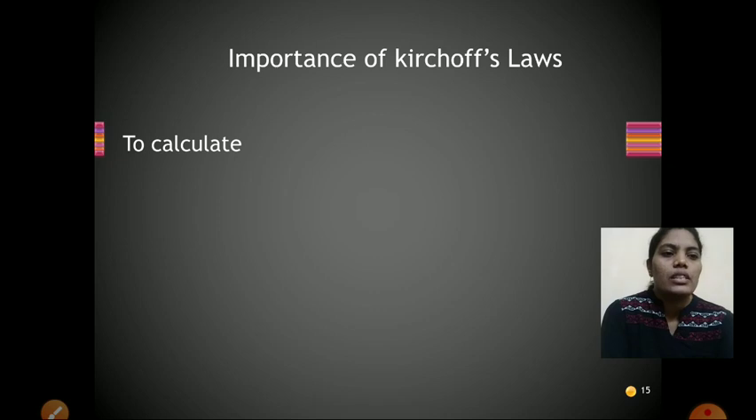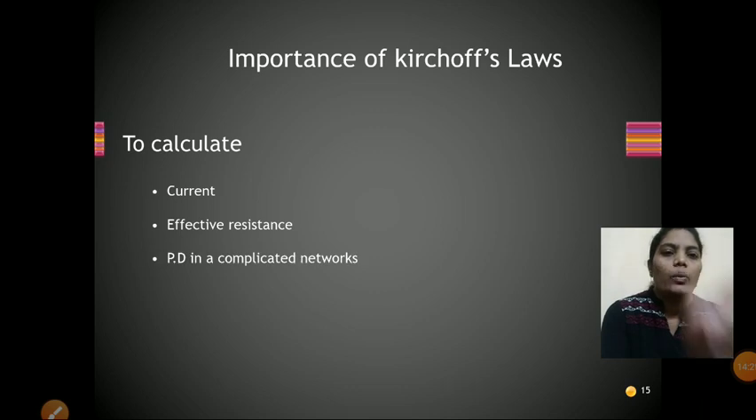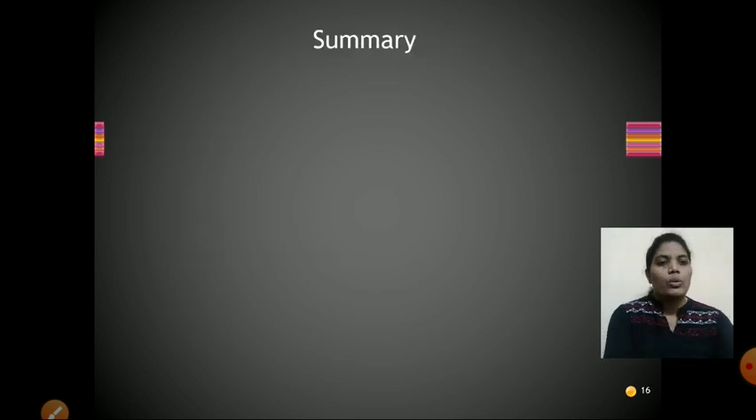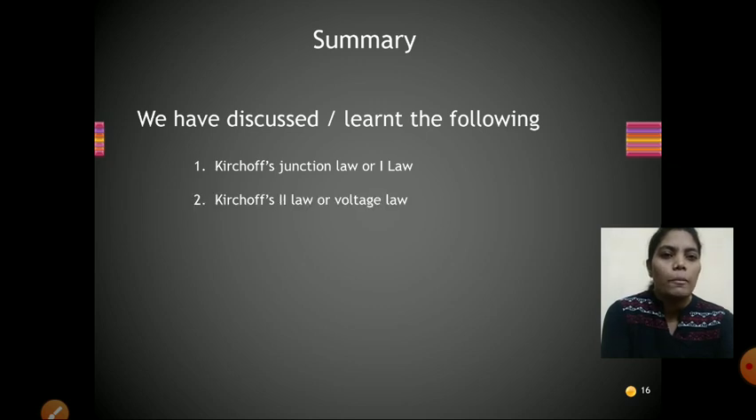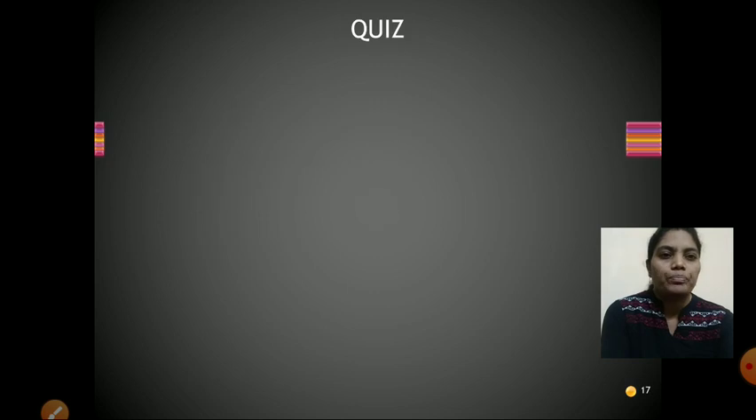Now what is the importance of these Kirchhoff laws? We can use these Kirchhoff laws to calculate the current in an electric circuit, the effective resistance, and also the potential difference in complicated networks. So what we learned in this session, let us summarize. We have learned about Kirchhoff's junction law, which is also known as Kirchhoff's first law, and Kirchhoff's second law, which is also known as the loop law or voltage law. And also we have seen the importance of Kirchhoff's laws.